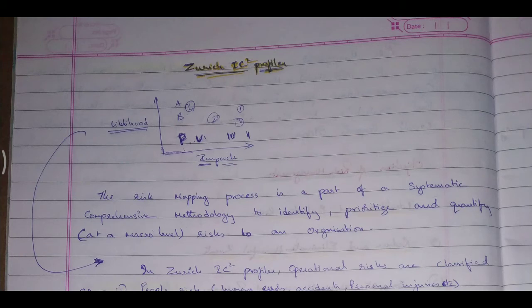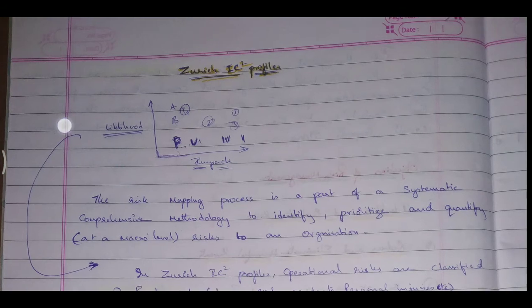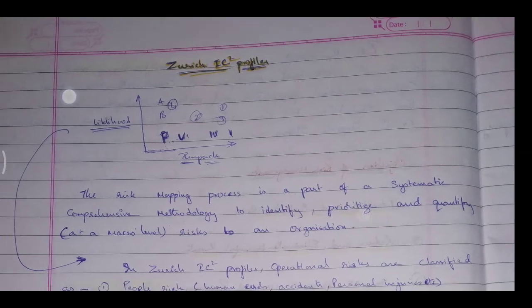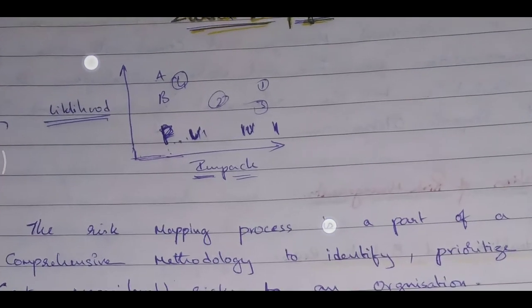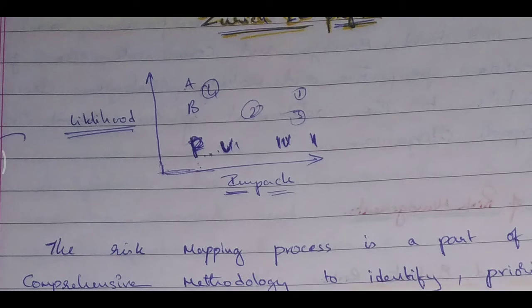Jury's IC2 profiler. Below is a graphical depiction of various risks. On one axis we can see the impact and on the other axis we can see the likelihood. All the risks of an organization will be plotted in this and it will be ranked based on its likelihood.